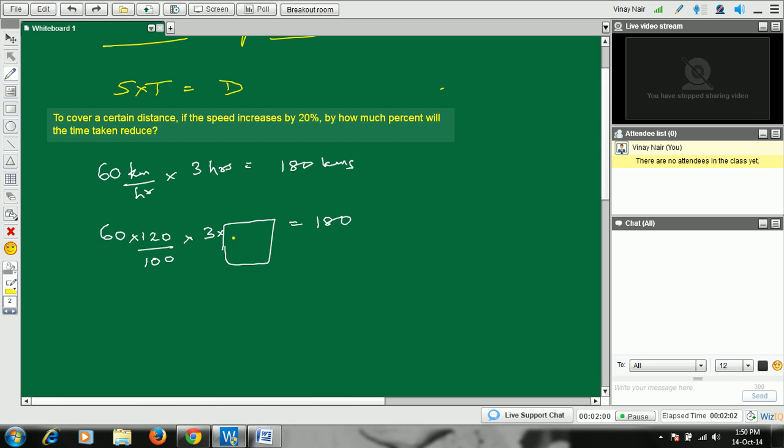So what should come in this place such that we have 180 on the right side? So 60 times 3 gives us 180. So ideally this fraction should get nullified. So with what should we multiply by 3 so that this gets nullified? That will be the reciprocal of 120 by 100, which is 100 by 120. So if you multiply this by 100 by 120, then this 100 and 100 get cancelled off, 120 and 120 get cancelled off, and the result is 180.